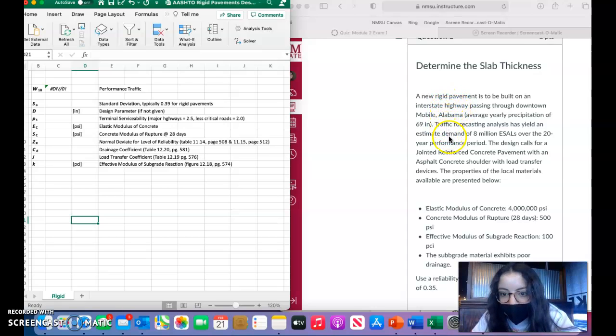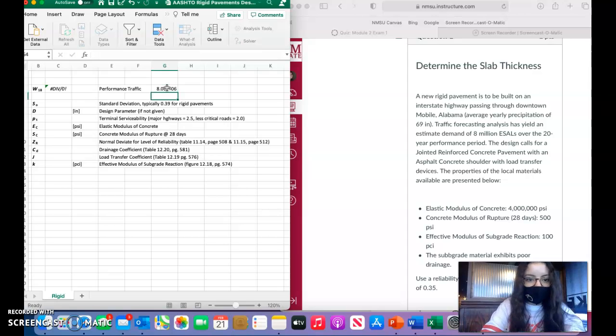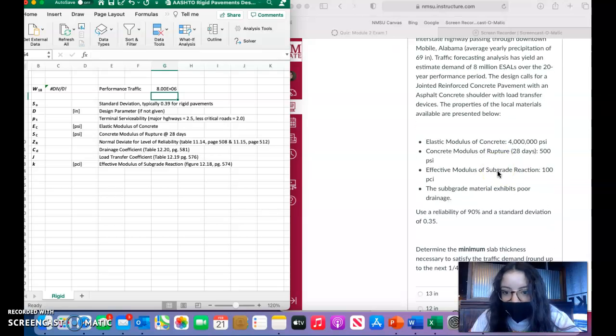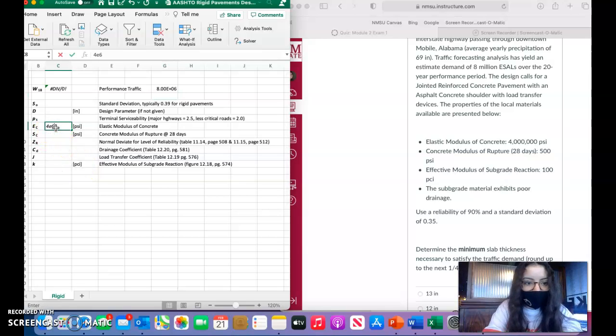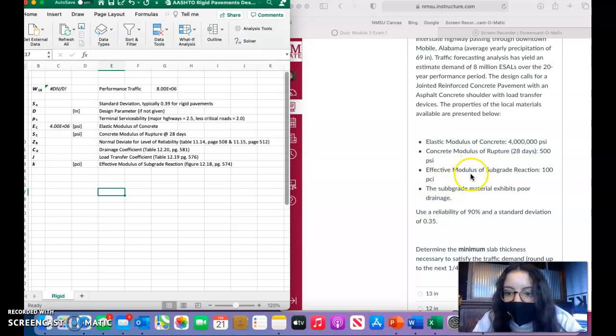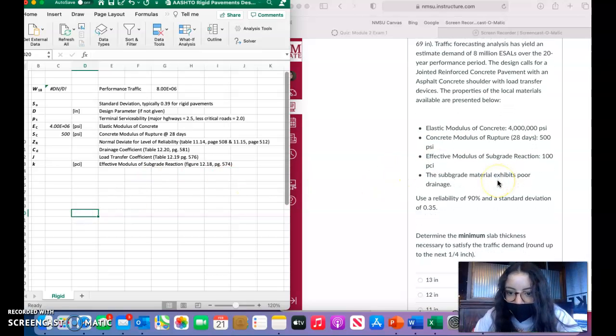So then, traffic forecasting. Our performance traffic is going to be 8 million, to the 6. And then our elastic modulus of concrete is 4 million, to the 6. Our concrete modulus of rupture is 500. Our effective modulus of subgrade reaction is 100.